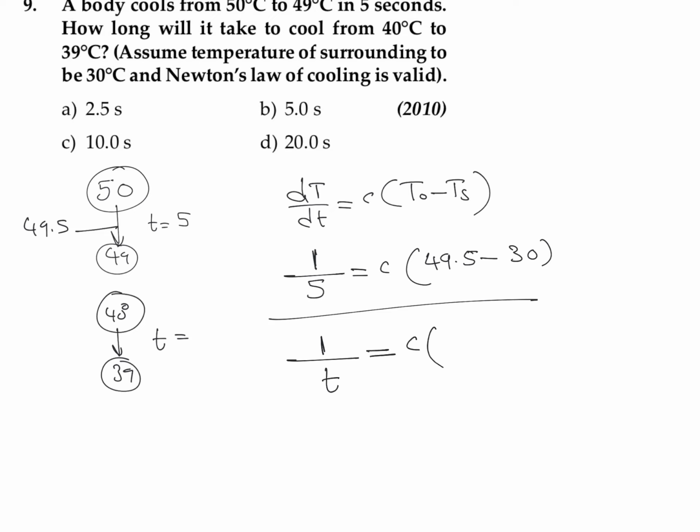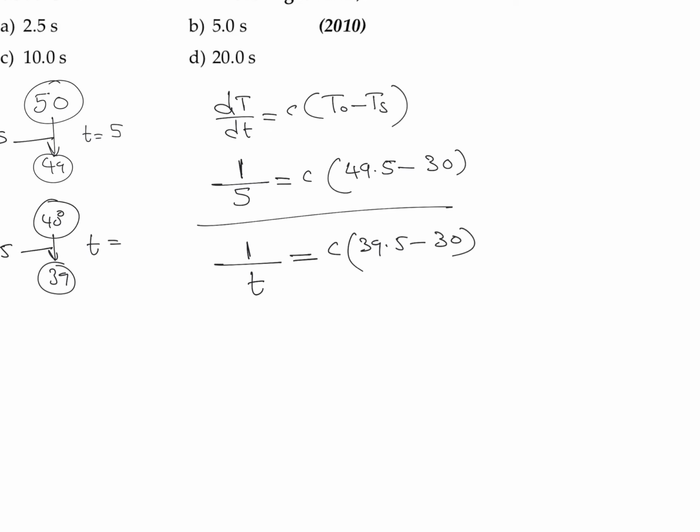Here we need to find out the value of t. And over here, you can take the average value, which is equal to 39.5. So this 39.5 minus the temperature of the surroundings, which we can take as 30.